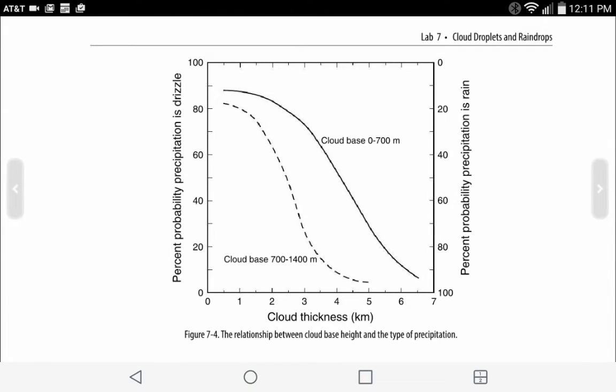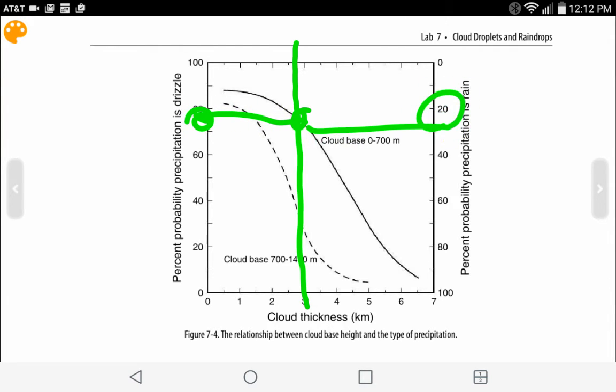Same with this graph up here. This is trying to show, for different thicknesses of clouds, what is the probability the precipitation is drizzle or is rain, depending on whether it is a high cloud or a low cloud. So for example, if you have a 3 kilometer thick cloud, I'll draw a line in right there, then a low cloud has a high probability that precipitation is going to be drizzle and a relatively low probability that the precipitation is going to be rain.